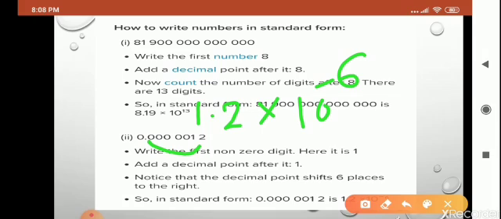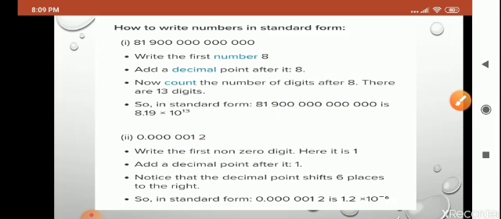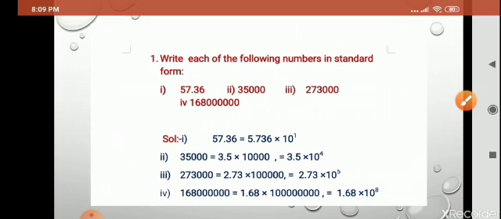In small numbers the power is negative, and in large numbers the power is positive. If we move the decimal towards the right, the power is negative. If we move the decimal towards the left, the power is positive. Okay, now let us solve some questions based on it.